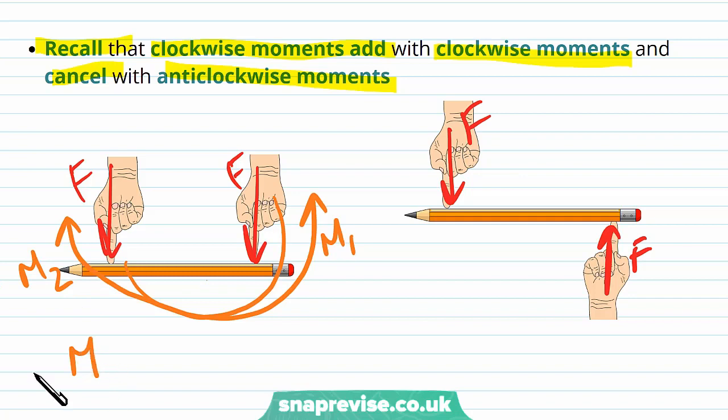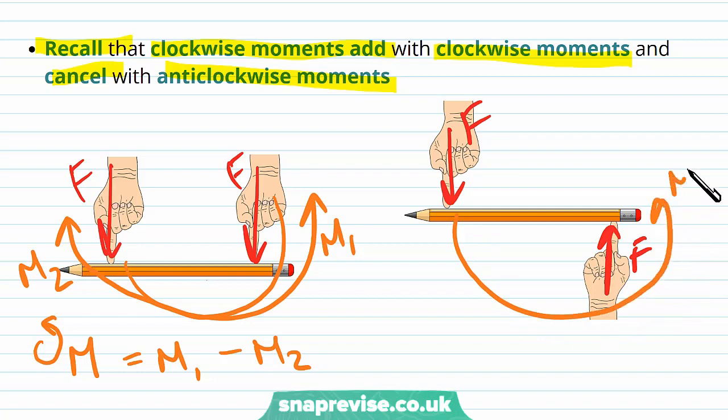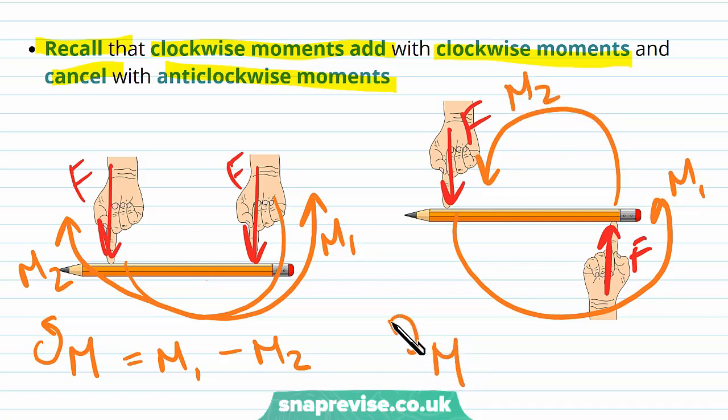So from the principle of moments we can say that the anti-clockwise moments are equal to M1 because that's acting anti-clockwise, minus M2 because that is acting clockwise. And now if we look at the other case where the forces are acting in opposite directions, we can see that M1 is still acting anti-clockwise, but M2 is now also acting anti-clockwise. So now if we add together the anti-clockwise moments, we get M1 plus M2. So we can see there's a difference here depending on which direction you apply the force.